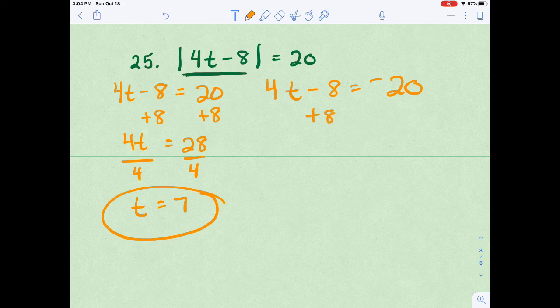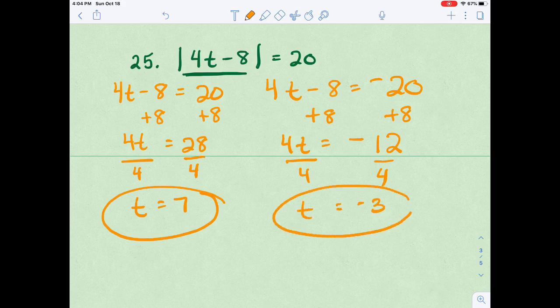And here. 12, right? Divide by 4. All right, there's 2 answers. It actually asks you to graph it. If you do that, it's just super easy. You're just going to put a dot where -3 is and a dot where 7 is. That's all. All right. Let me know what you have problems with on that.